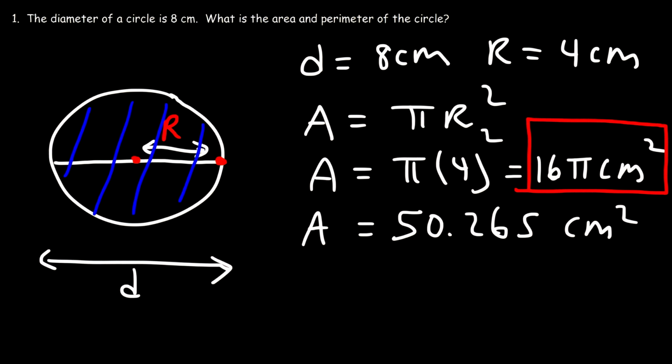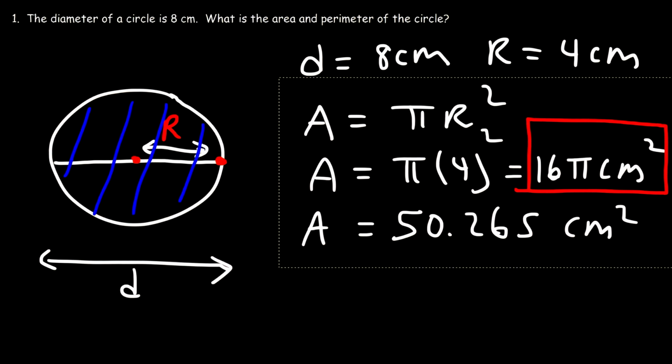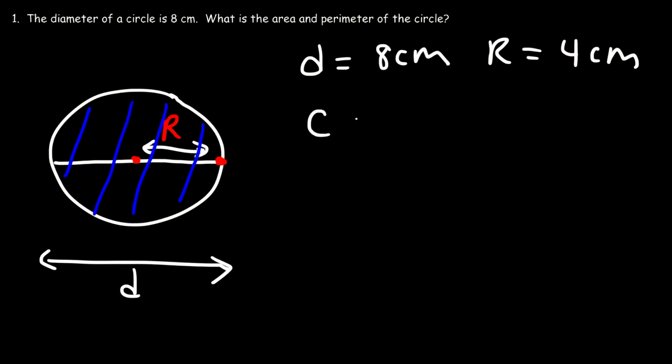Now, what about the perimeter of the circle? So how can we determine the distance around the circle? And there's a formula for that. It's basically the circumference, which is 2 pi r.